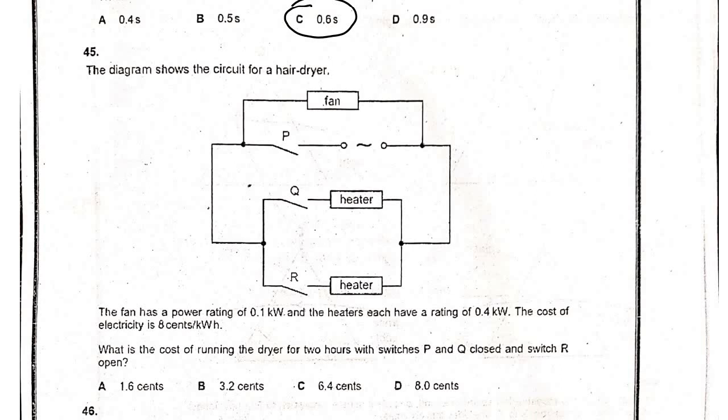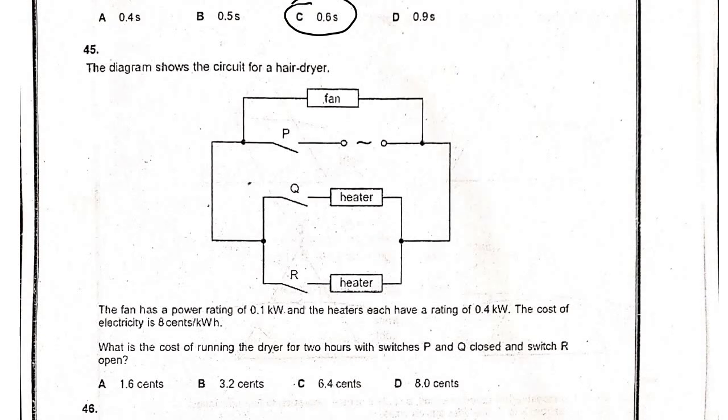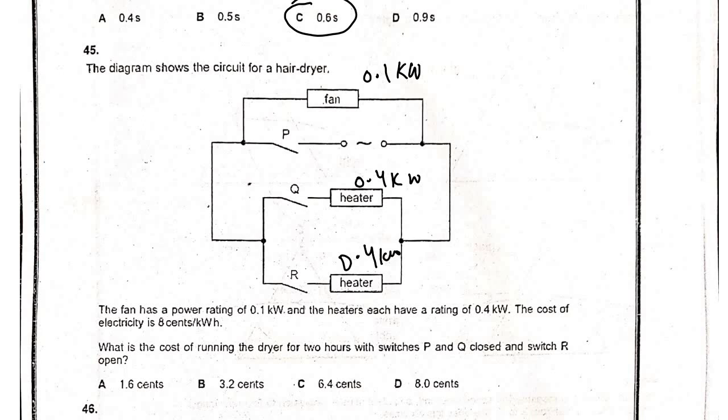The diagram shows a circuit of a hair dryer. The fan has a power of 0.1 kilowatt. This fan is 0.1 kilowatt, and each heater has a power of 0.4 kilowatt, and this heater is 0.4 kilowatt. The cost of electricity is 8 cents per kilowatt hour. What is the cost of running the dryer for 2 hours with switches P and Q closed and switch R open? So the time we have is 2 hours.